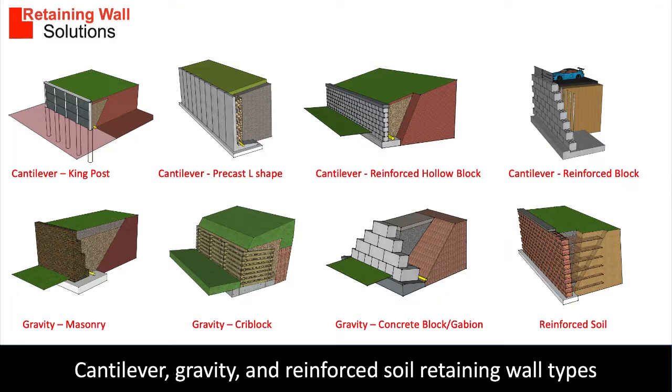There are many types of retaining walls and they all fall into three major categories: gravity, cantilever and reinforced soil designs. You can see examples of a cantilever king post and many L-shaped designs. The gravity design can be improved using reinforced soil when the wall height increases beyond the economical gravity wall design.